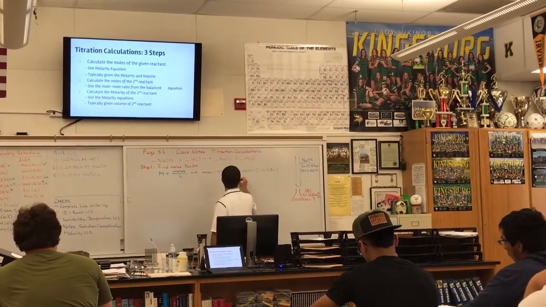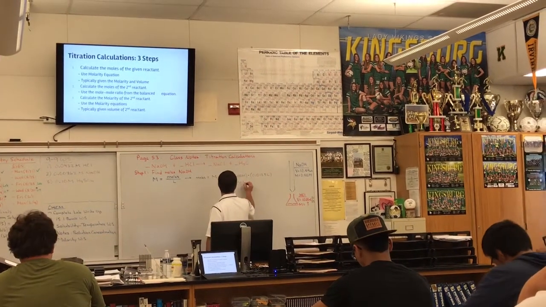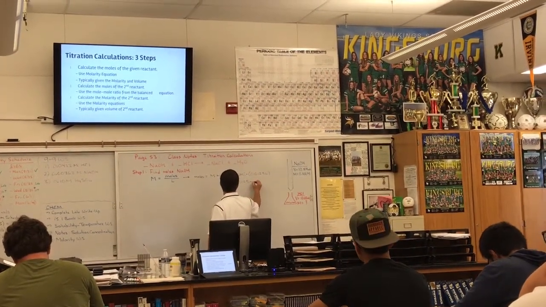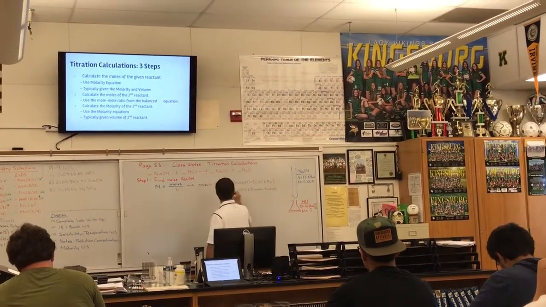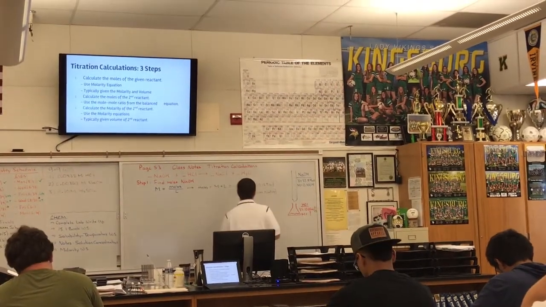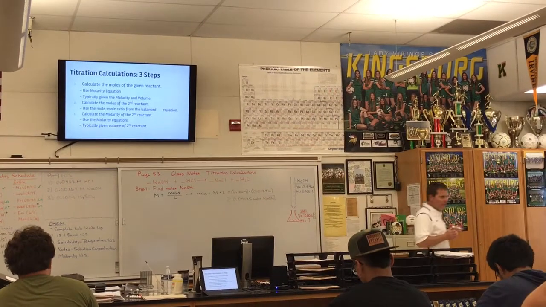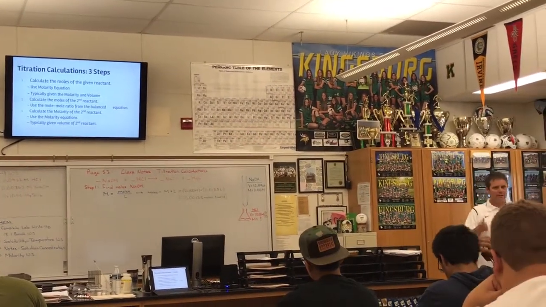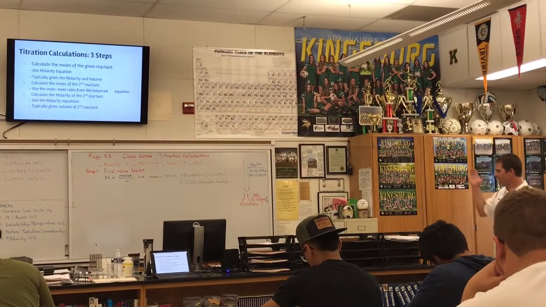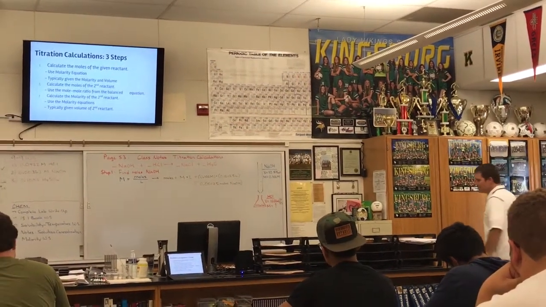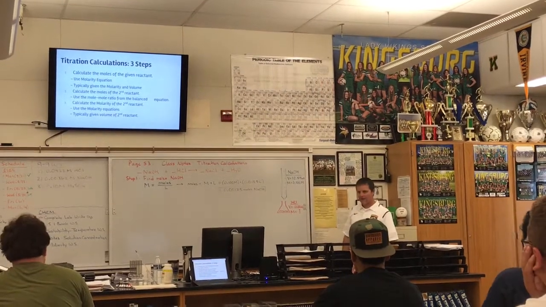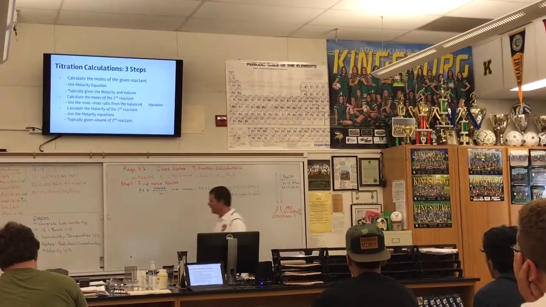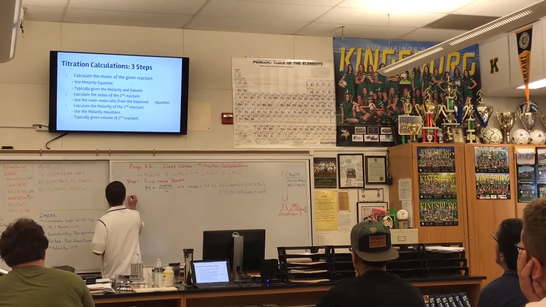So I end up with 0.00125 moles of NaOH. My very first step was supposed to be finding the moles of my given substance. And that's what I just did. My given substance is the one that they give me the molarity and the volume. Find the moles of NaOH. Find the moles of my given substance.